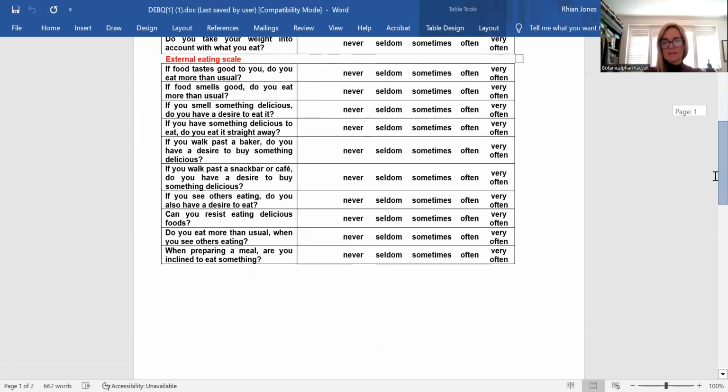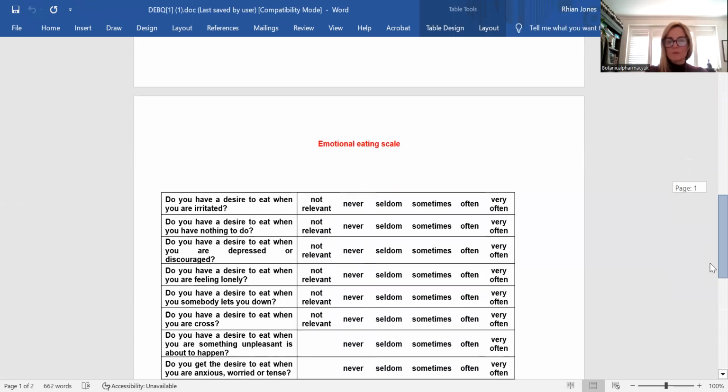The second section here is the external eating scale. These are people who are driven to overeat via external stimuli, which means that when they're out and about and they smell a delicious bakery, they can't bear to pass a cake shop because the smell, of course, with the doors open, is oozing forward to them, and that leads them to overeating. So, when you're preparing a meal, are you inclined to pick and start eating? And if food smells good, do you eat more than usual? That means your drivers are more external factors. That's useful to know when you're putting a treatment protocol together.